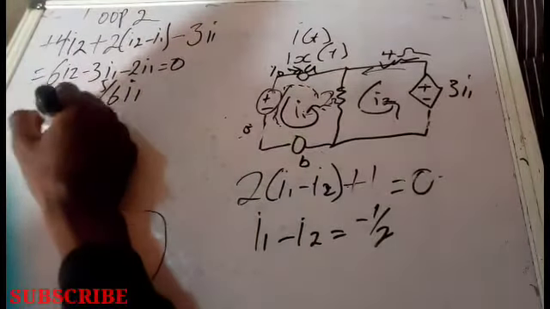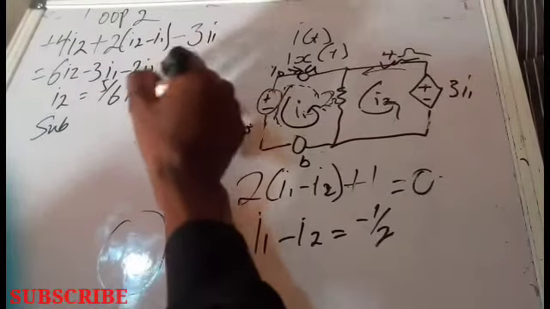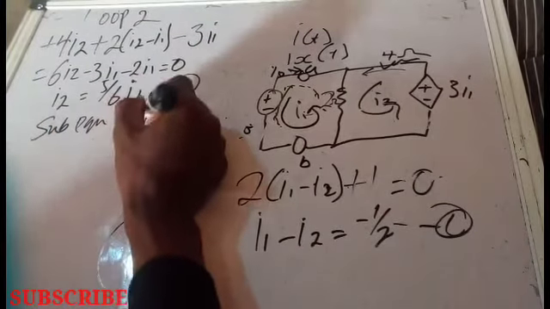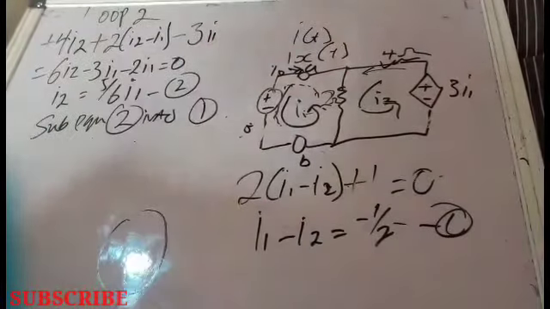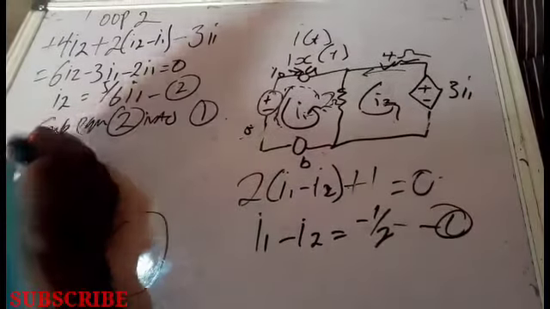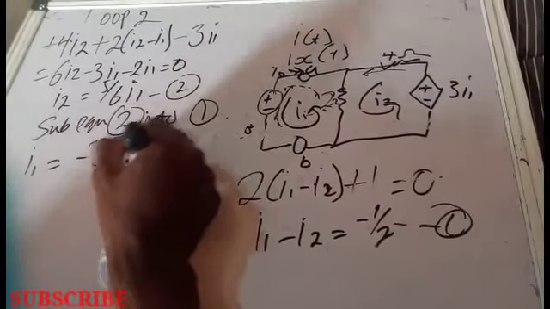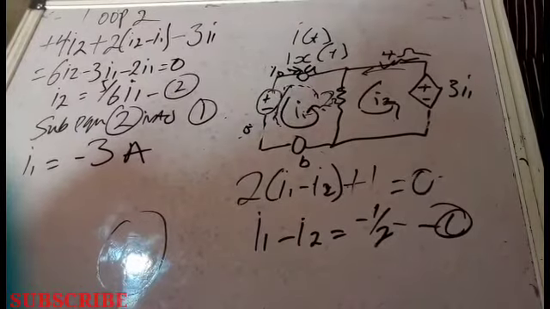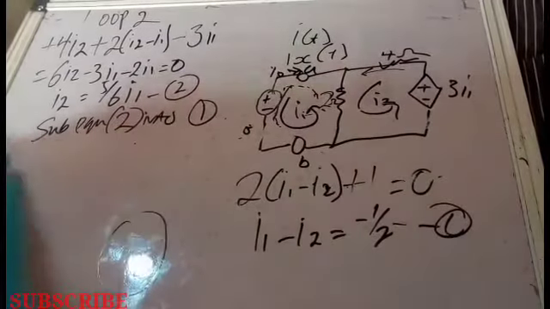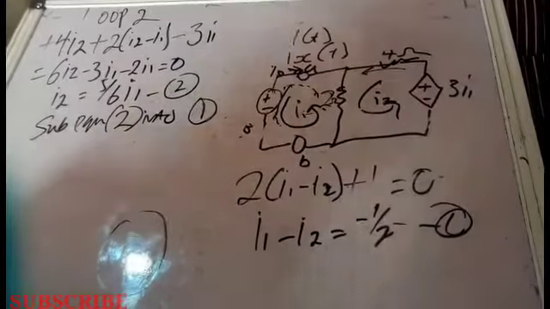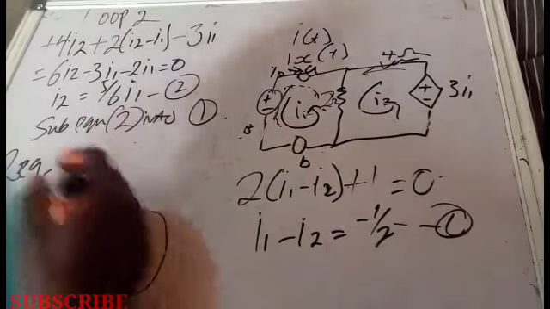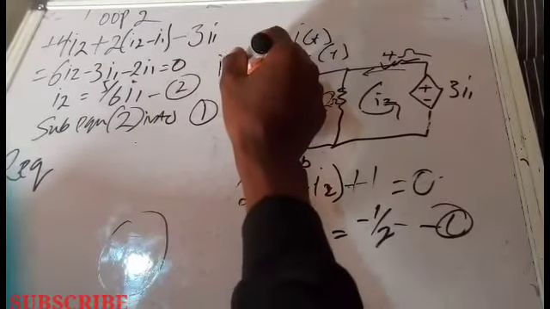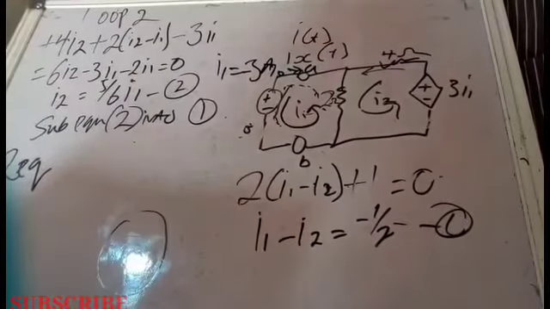So now let us say this is equation 2 and this is equation 1. Let us substitute equation 2 into equation 1. This is what we're going to have. I1 is going to be equal to minus 3 ampere. So now that we've gotten our I1, we need to calculate our equivalent resistance, which is also called Thevenin's resistance, after we've gotten our I1, which is equal to minus 3A.